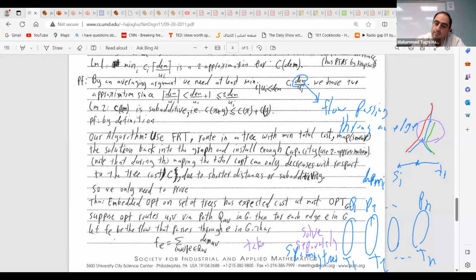Taking one at random, you can get an expectation. You can take one of them at random. Or generally, when you have lots of them, you take them and then take the minimum. That's the easier thing, the better one essentially.